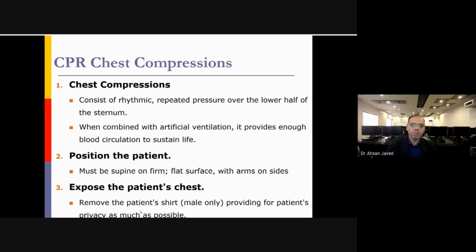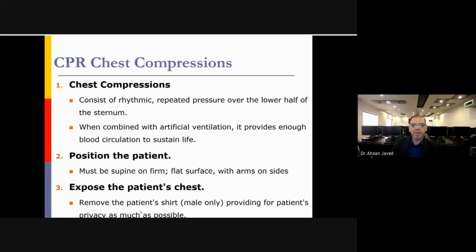The next thing is to expose the patient's chest. While managing the airway, we have already understood that you need to cut off clothing which is blocking the airway. You have to loosen tight clothing. If it is blocking the airway, you have to position the patient's head using the head tilt and chin lift maneuver so that the airway is open. And once the airway is open, you will expose the chest of the patient.